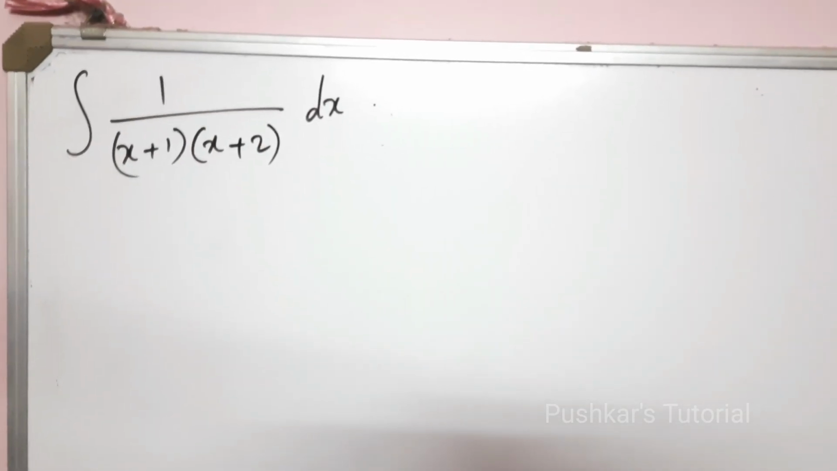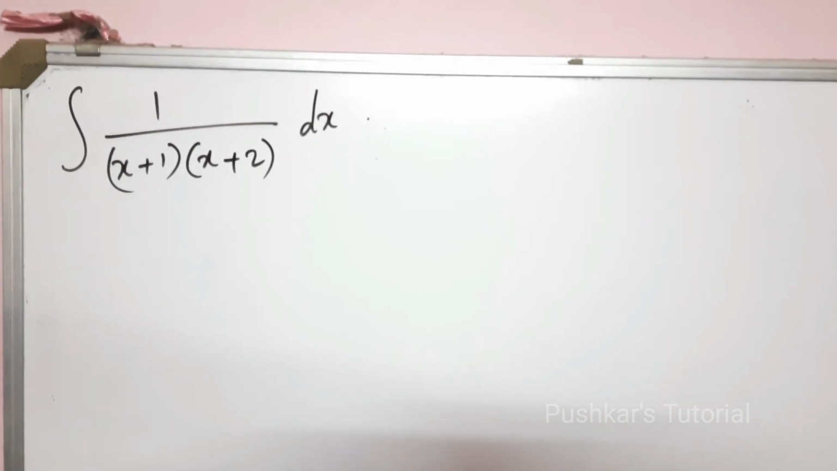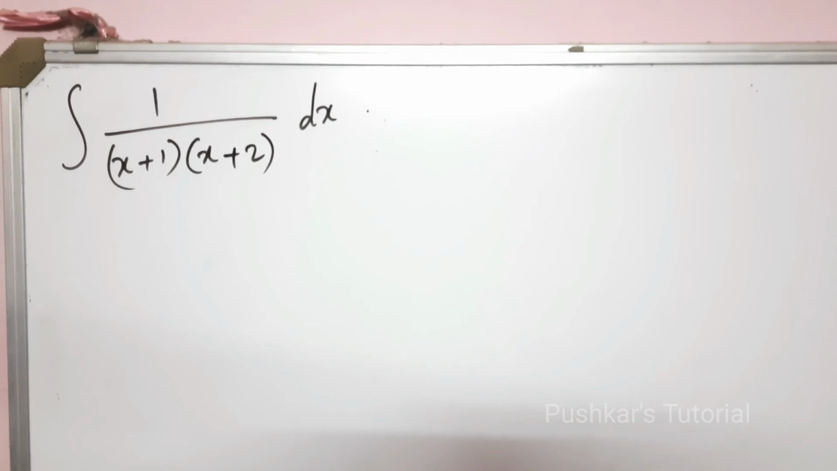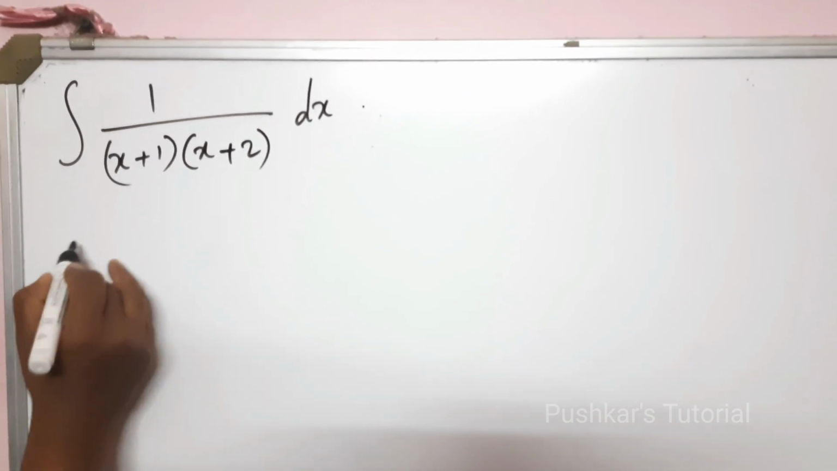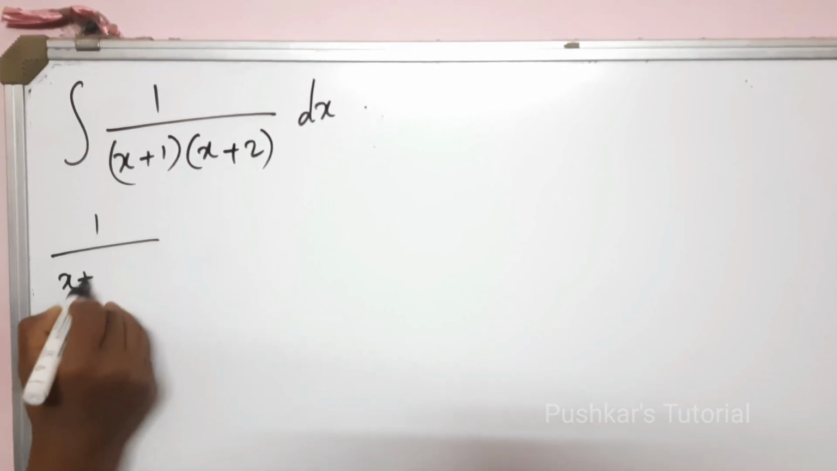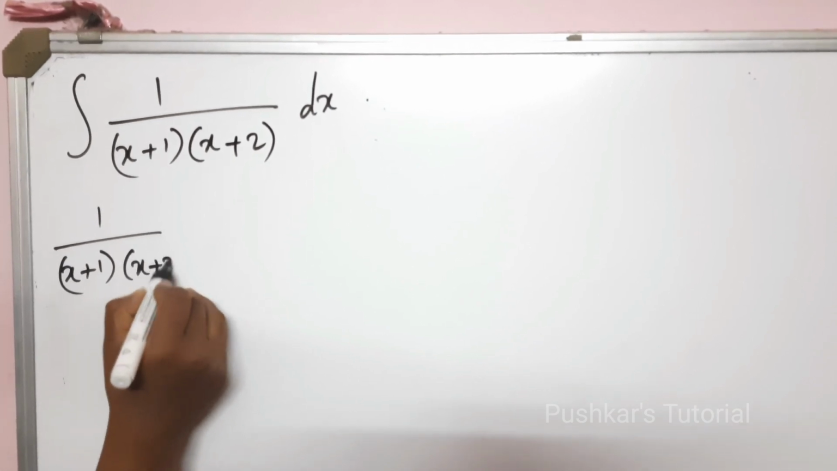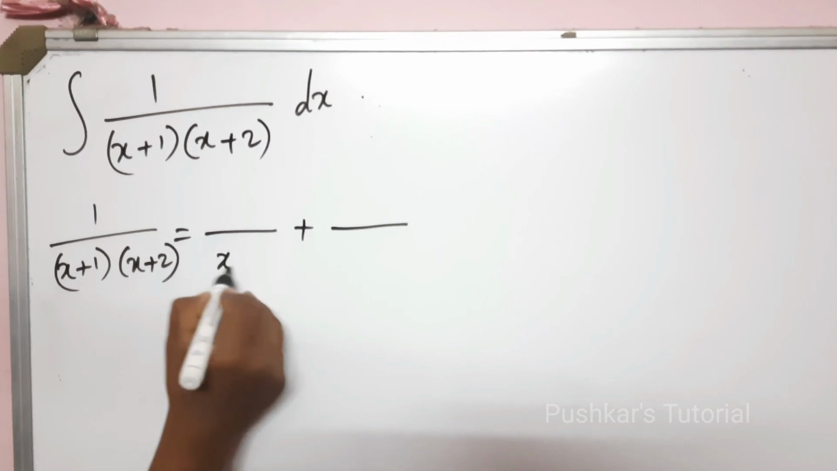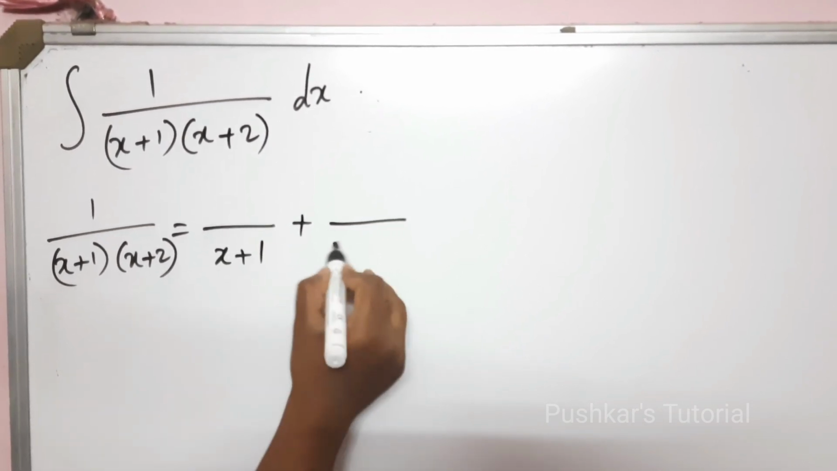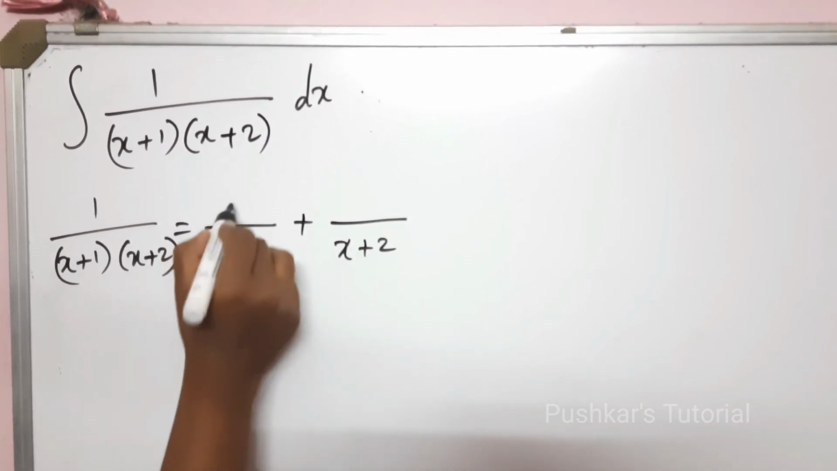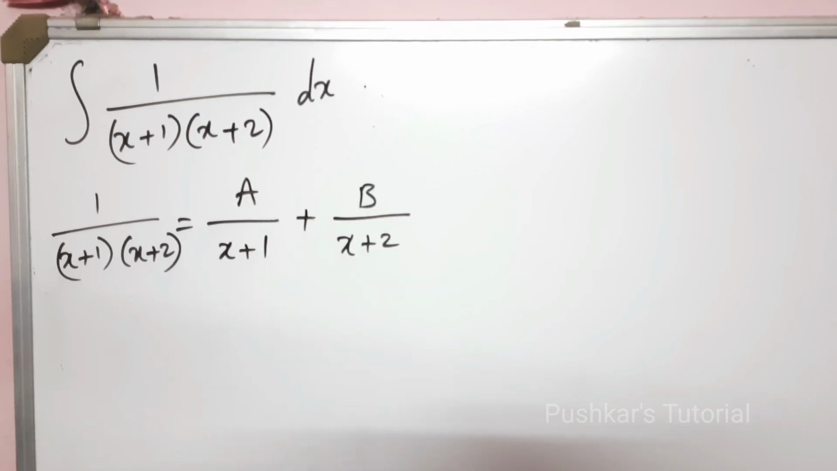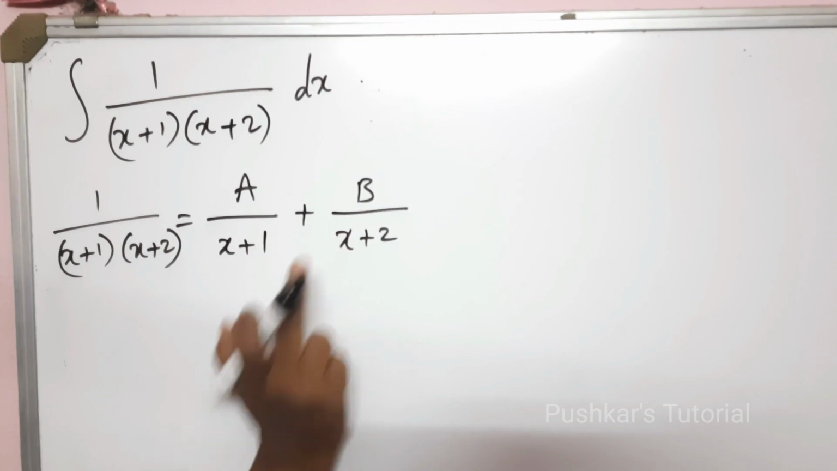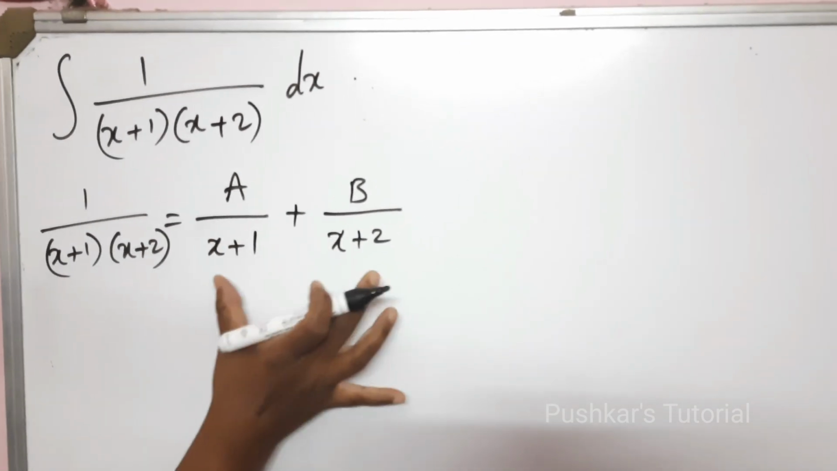Evaluate the integration of 1 by x plus 1 into x plus 2 into dx. Here we have to follow the partial fraction concept. First we take 1 by x plus 1 into x plus 2 as partial fractions. For the denominators we write x plus 1 and x plus 2, and in the numerators we write a and b, because the x degree is 1 in each, so only one letter each. Next, LCM.